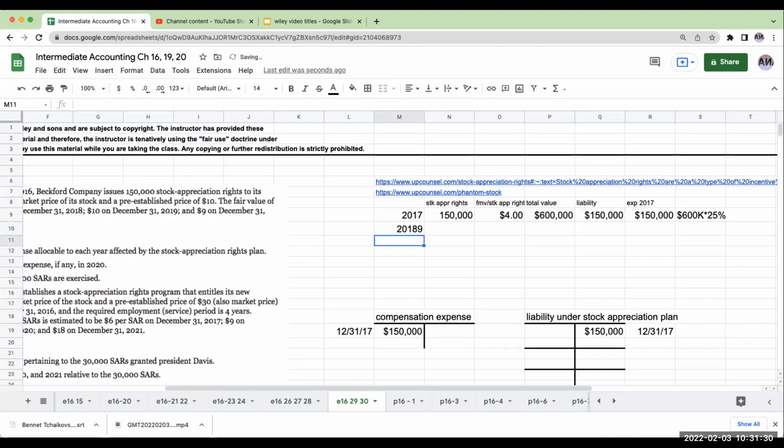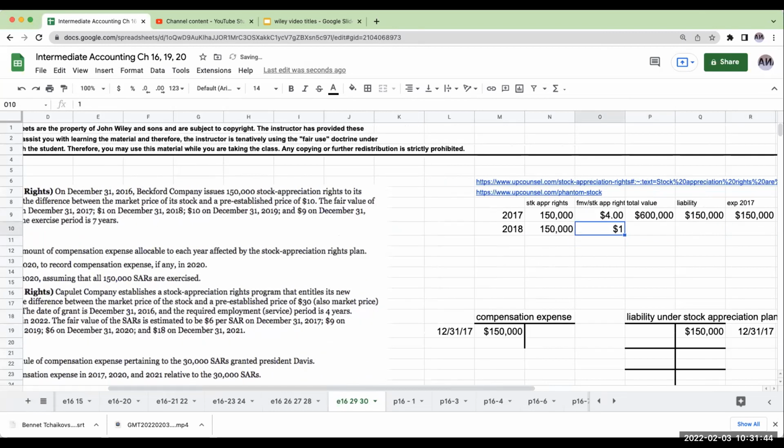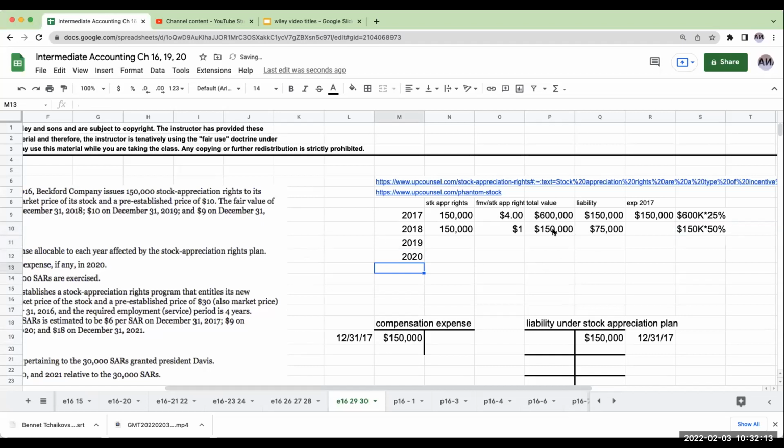Okay. In the second year of 2018, still the same amount of stock appreciation rights. However, for 2018, it's now worth $1. So the fair market value of the stock appreciation right is $1. So the total value here is going to be 150, right? Now, how much is the liability going to be? Well, the liability is going to be 150 times 50%, or 75,000. So this is going to be 150,000 value times 50%. Why is it 50%? Because we're in year 2 of 4. So we're going to accrue for 50% of that liability. So my liability down here is going to be 75,000 on 12/31/18.